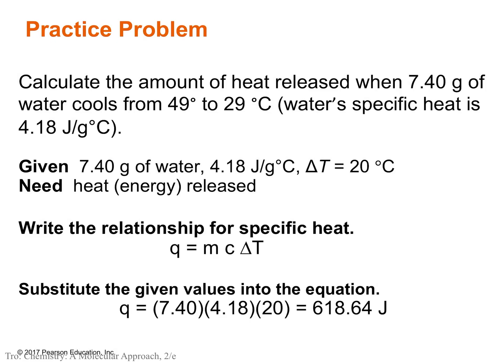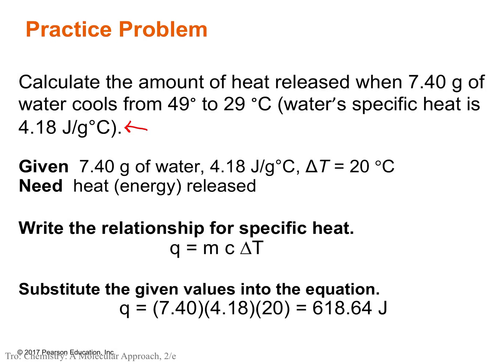So let's try to do a problem. This says calculate the amount of heat released when 7.40 grams of water cools from 49 to 29 degrees Celsius. And it says water's specific heat is 4.18 joules per gram degree Celsius. These specific heats you will never need to memorize. You will always be given them. You might start to recognize the one for water because we use it a lot, especially in higher levels of chemistry, but you're never going to have to memorize them.